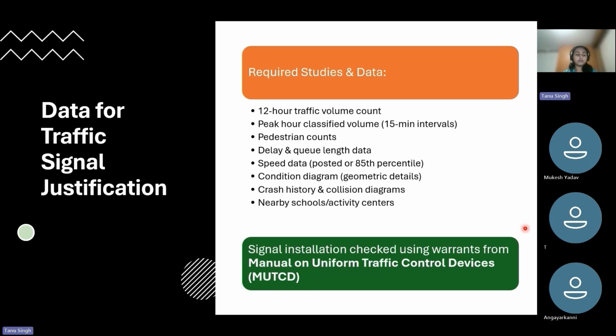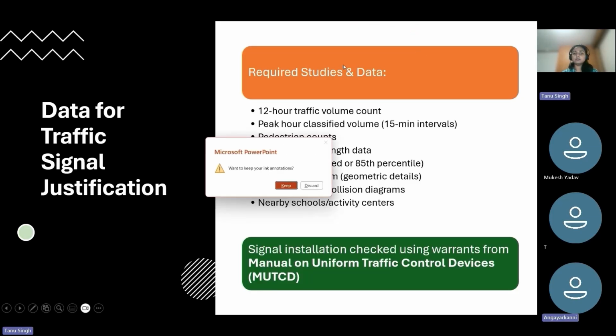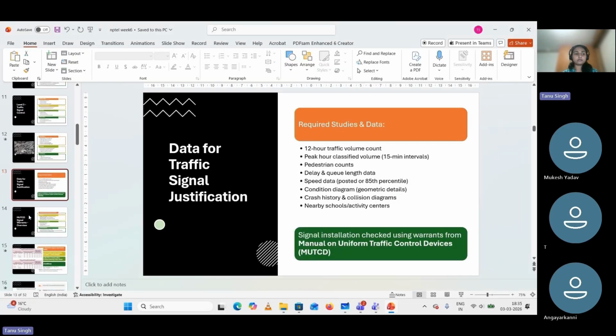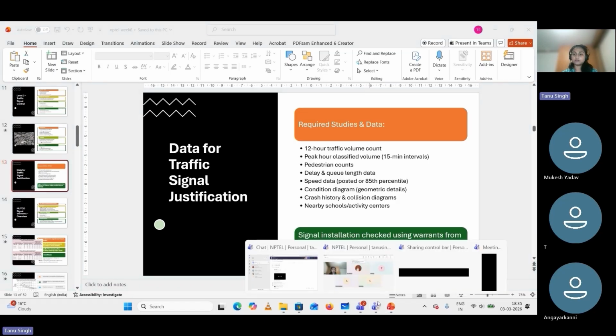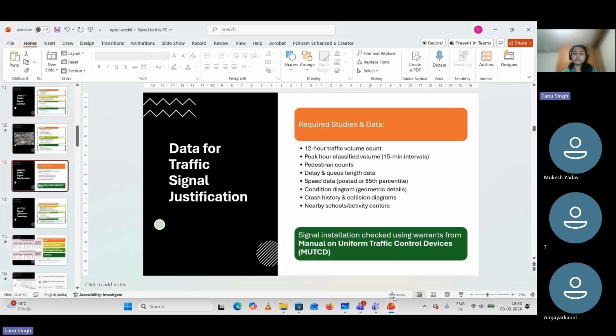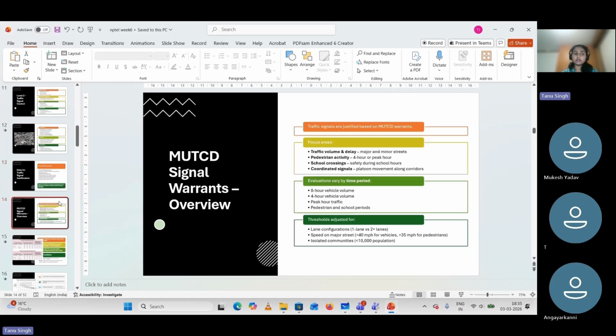So I hope I am audible and my screen is visible, and please let me know if there is any doubt till here. Yes, ma'am, visible. Okay. Okay, sure. Continuing if there is no doubt.